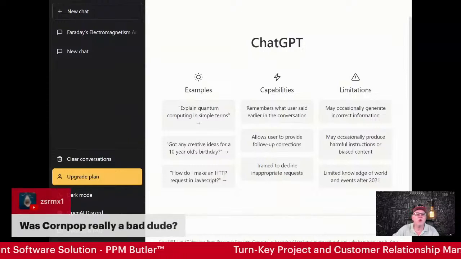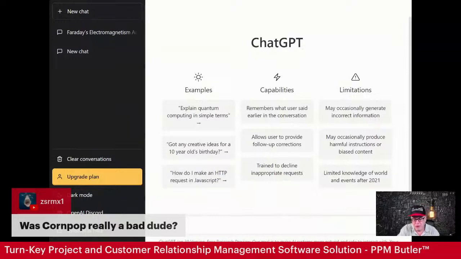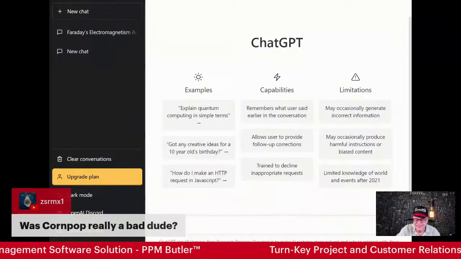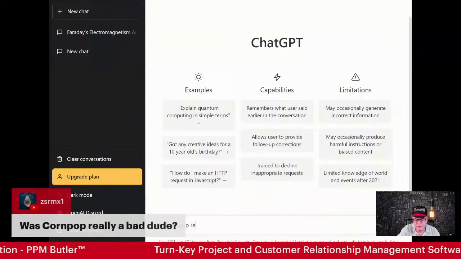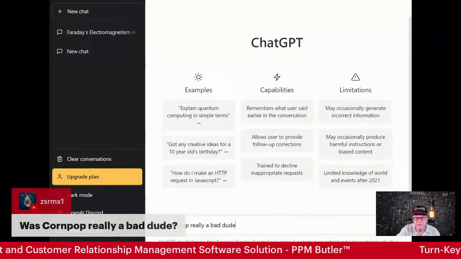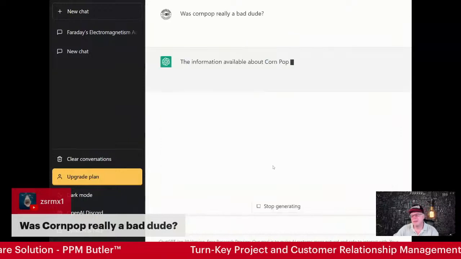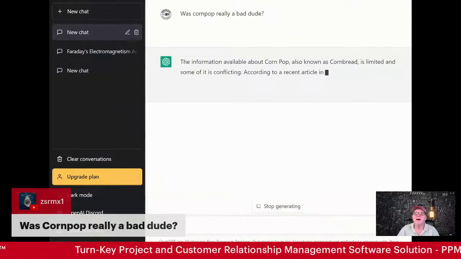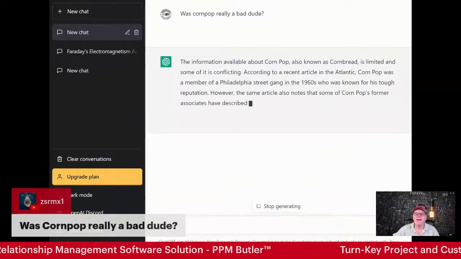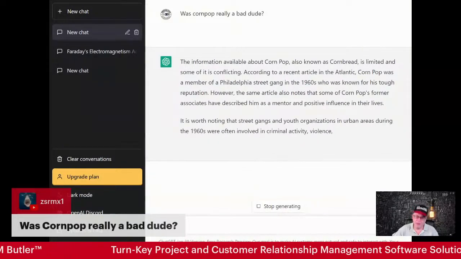It says, was Corn Pop really a bad dude? Okay, so I'm going to say, was Corn Pop really a bad dude? Okay. Oh my Lord, there must be a real Corn Pop out there. I know. Okay. I'm shocked at this now.